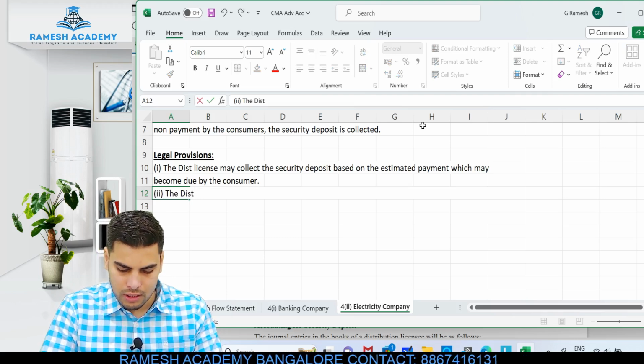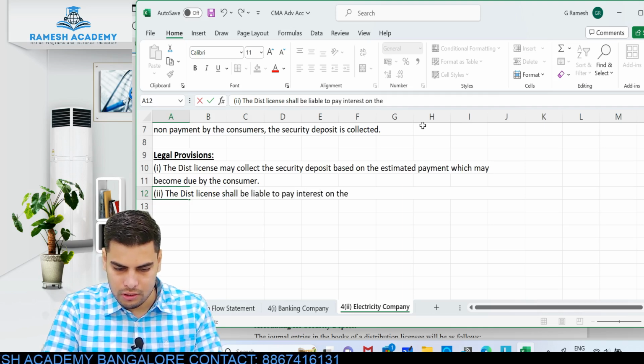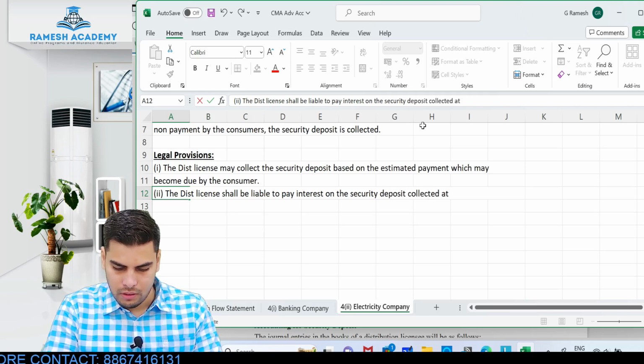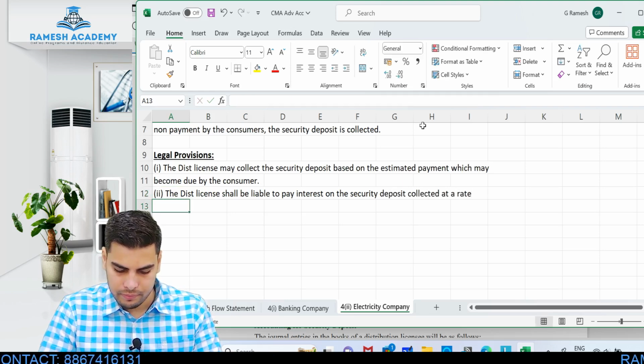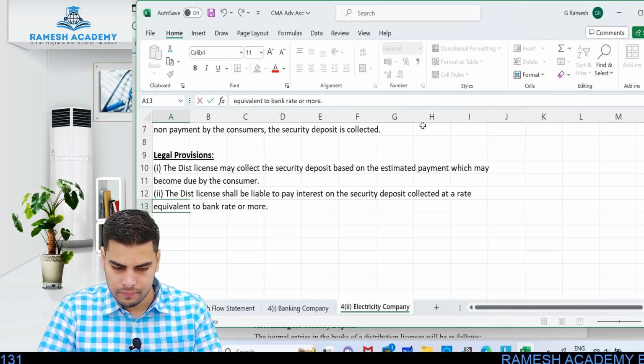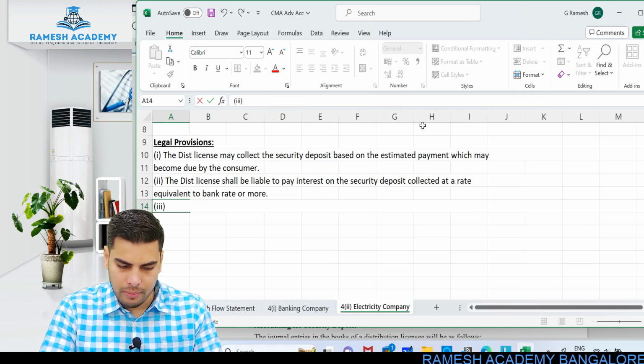The distribution license shall be liable to pay interest on the security deposit collected at a rate equivalent to bank rate or more. Clear?